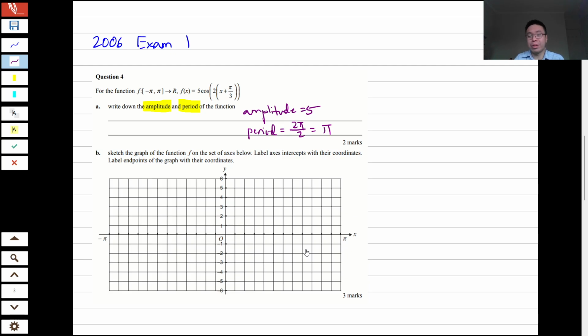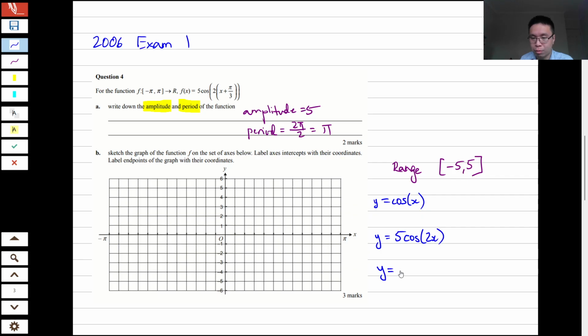And part A is meant to help you with part B. So immediately I'm seeing that the range of this graph is going to be negative 5 to 5. All right, I'm going to do the same thing with the transformations that I did before, except this time I'll start with y equals cosine of x, then y equals 5 cosine of 2x, and then I'll chuck in the transformation at the end, replacing x with x plus pi on 3.